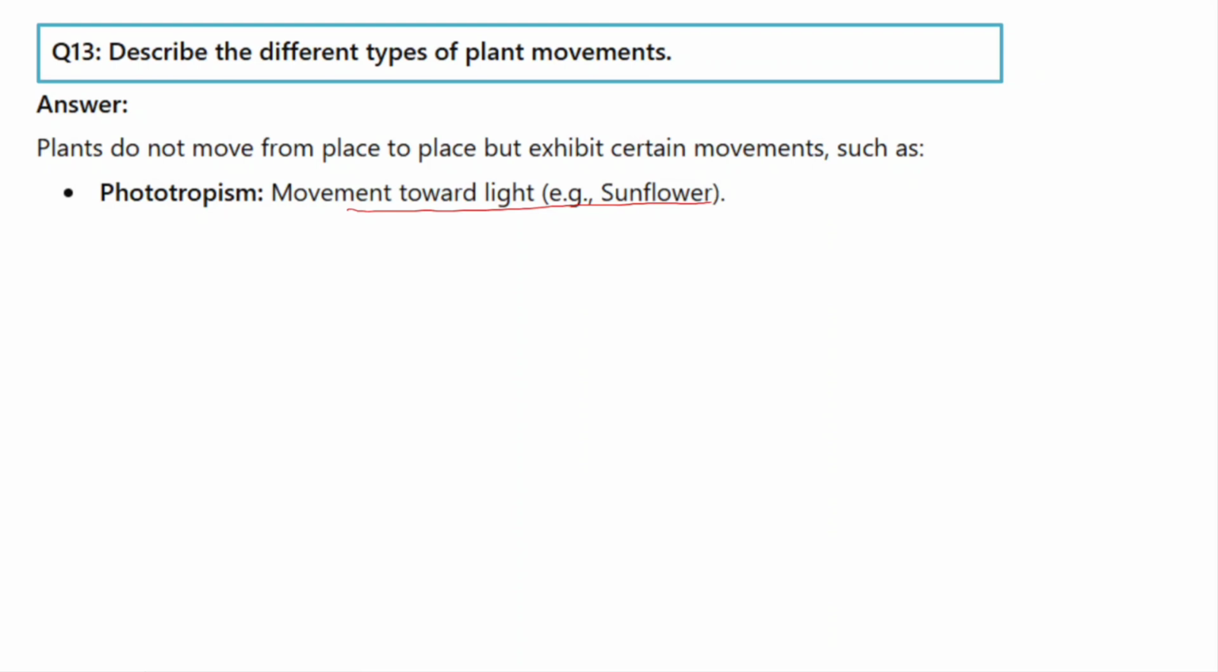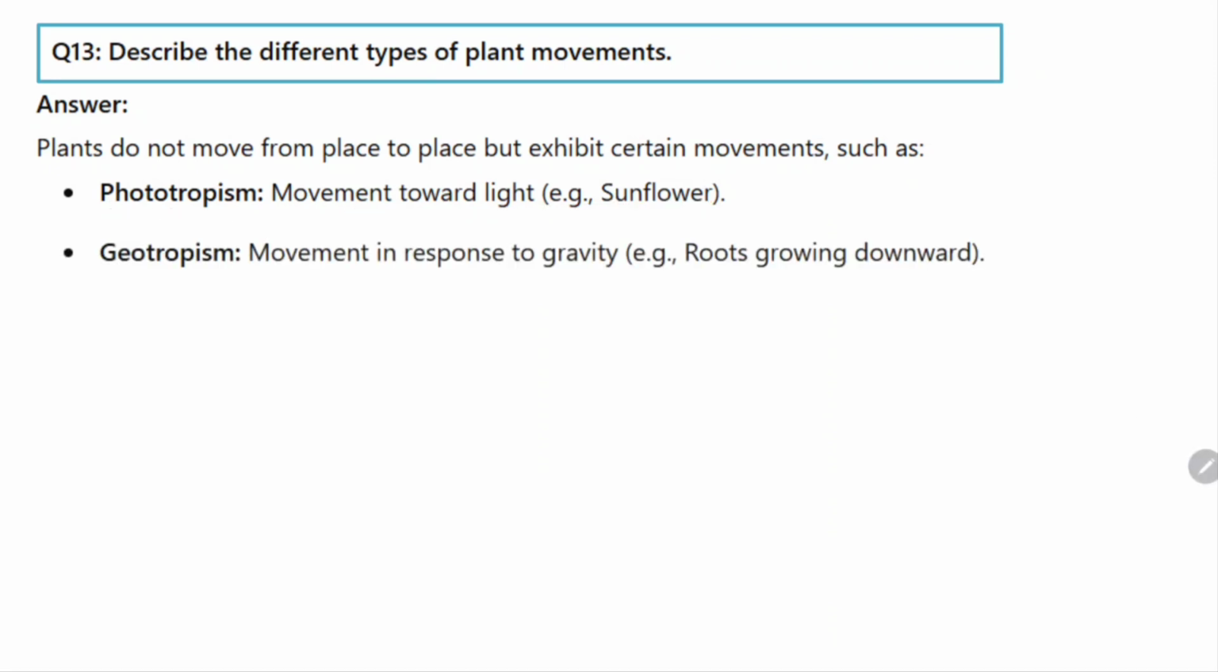See, whenever we plant any plant inside, it will not grow properly. But if we plant it outside, it gets the source of light, that is the sunlight. So here it is very important. That is the movement which plants exhibit. So this is the first type of movement, phototropism. I hope you understand. Next we have geotropism.